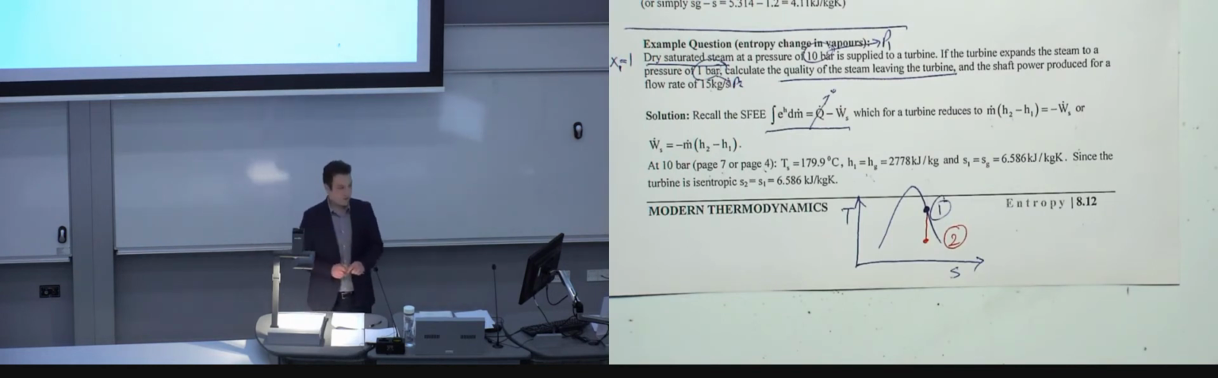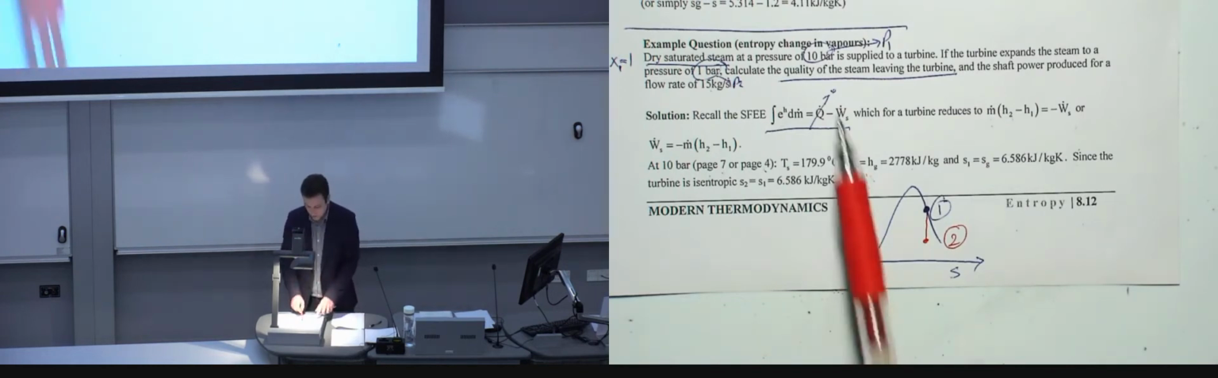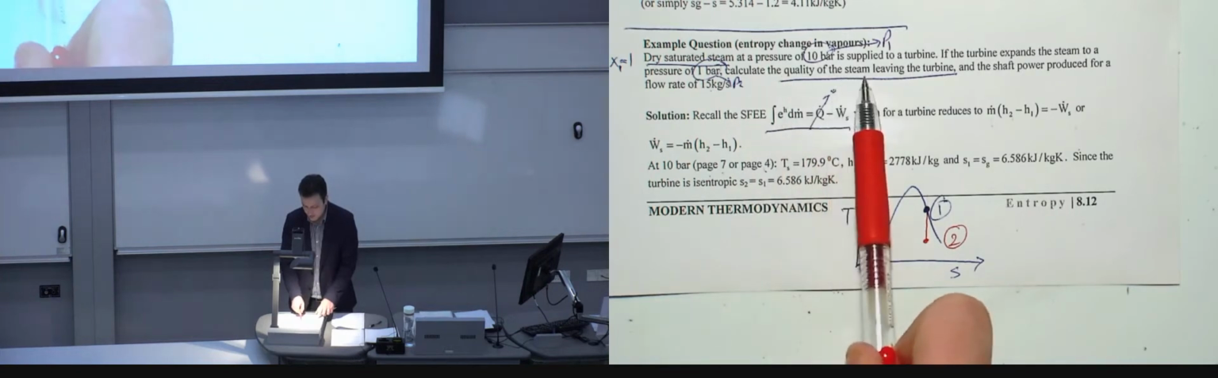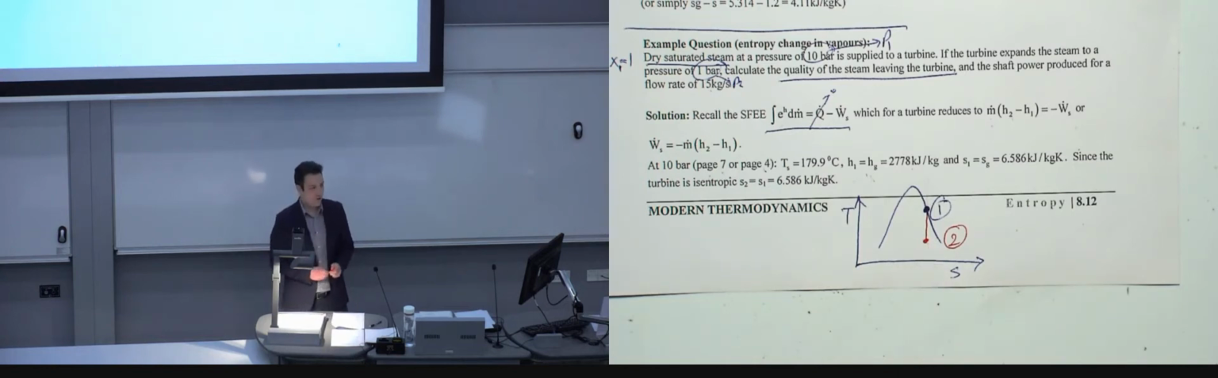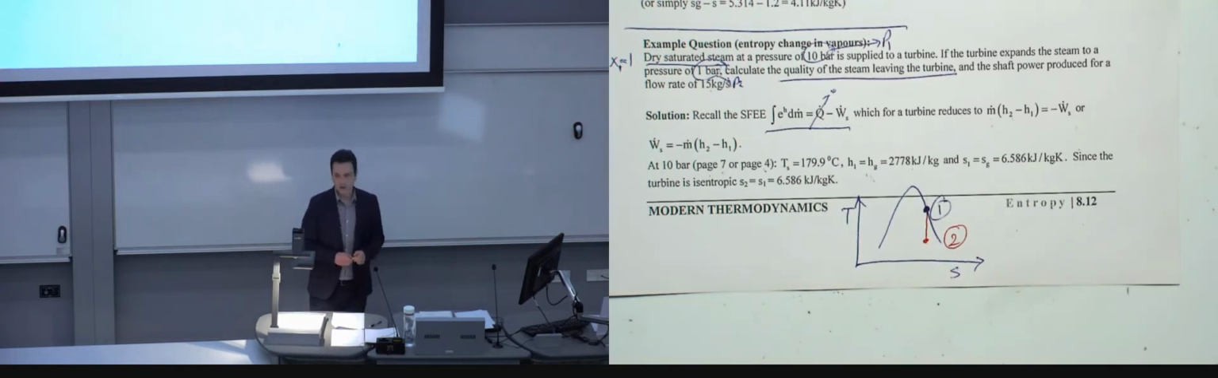And this is now why the question is asking you what is the quality of the steam leaving the turbine. It's asking for the value of X in this case, because you're no longer on the dry saturated line. You're going to be somewhere between 0 to 100%.